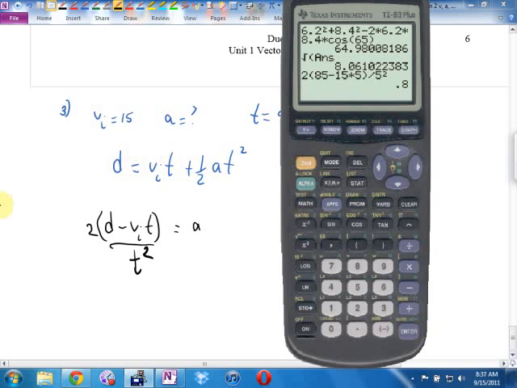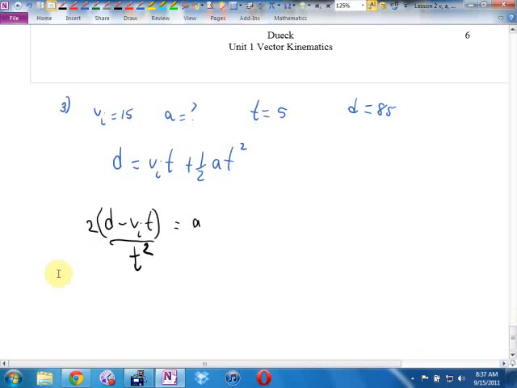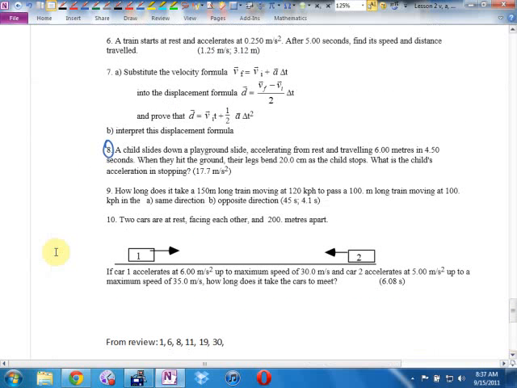Number 8 was requested. Number 8, we kind of have to visualize what's going on. Number 8 says, a child slides down a playground slide, accelerating from rest. I would probably underline the concept here, from rest, reminding myself I think VI is 0. It's going to have two parts: while you're sliding, and then while you're stopping. Traveling 6 meters in 4.5 seconds.